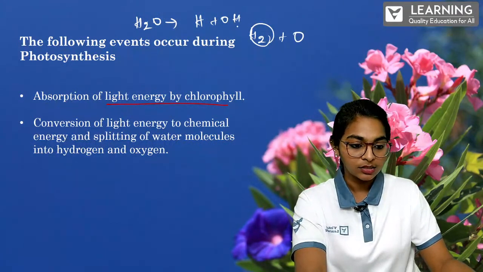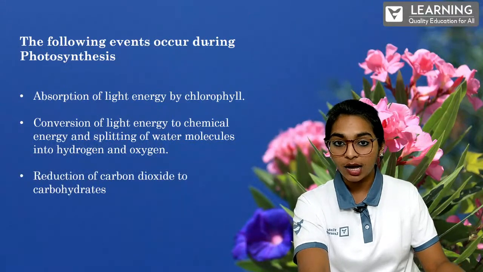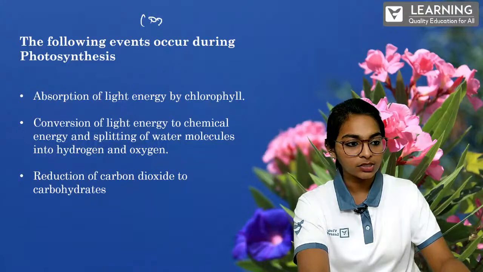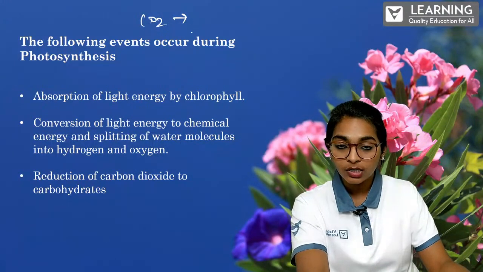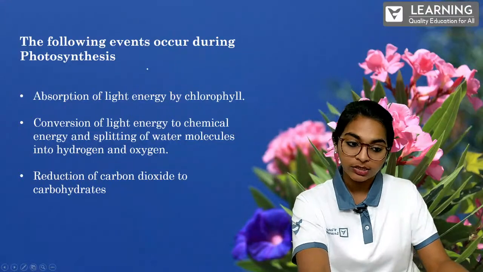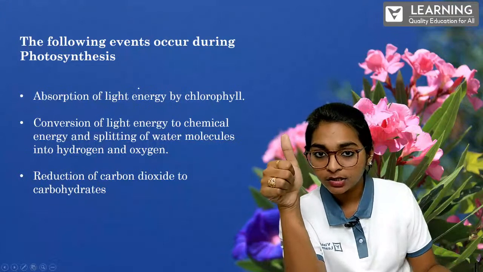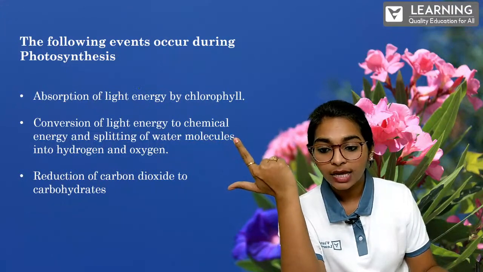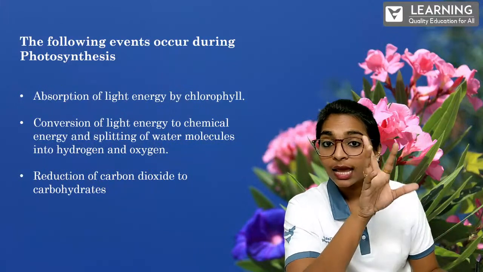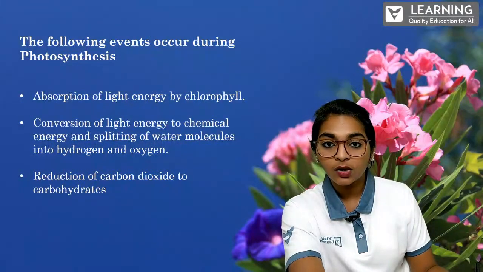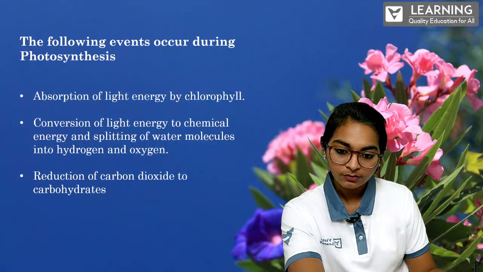Is it clear? Then, reduction of carbon dioxide into carbohydrates will happen. Carbon dioxide enters into the plant, and when it combines with the water there, it will produce glucose. So these are the three main points. First, absorption of light energy by the chlorophyll. Second, conversion of light energy into chemical energy and splitting of water molecules into hydrogen and oxygen. And then reduction of carbon dioxide to carbohydrates happens. Is that clear? Shall we proceed?